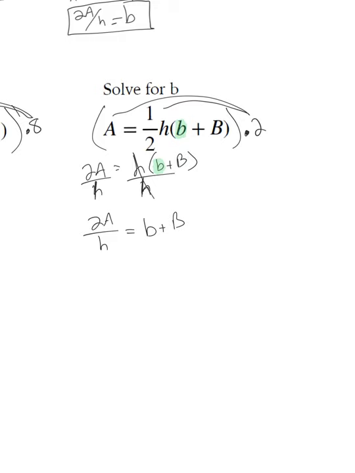Next, once again, we're trying to get lowercase b by itself. Right now, capital B is being added to lowercase b. So using our opposite operations, we're going to subtract capital B from both sides of our equation. It cancels out on the right-hand side. So we're left with 2a over h minus capital B.